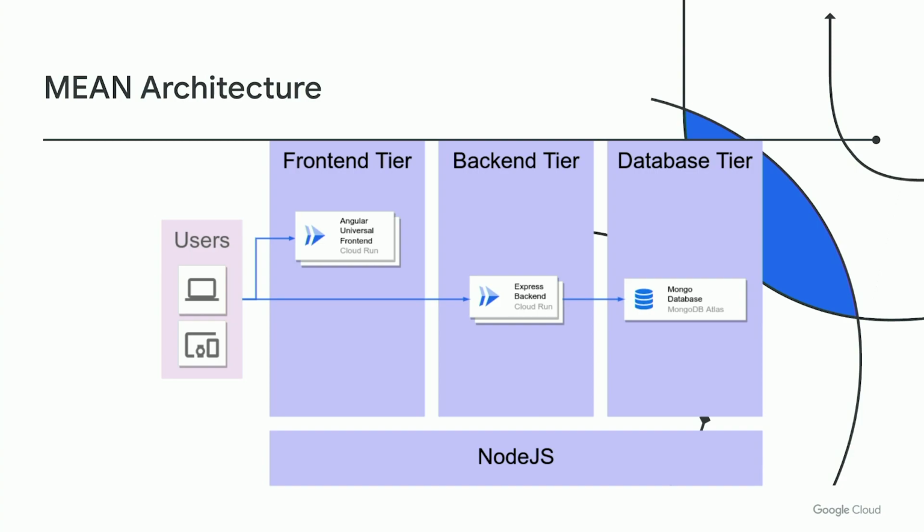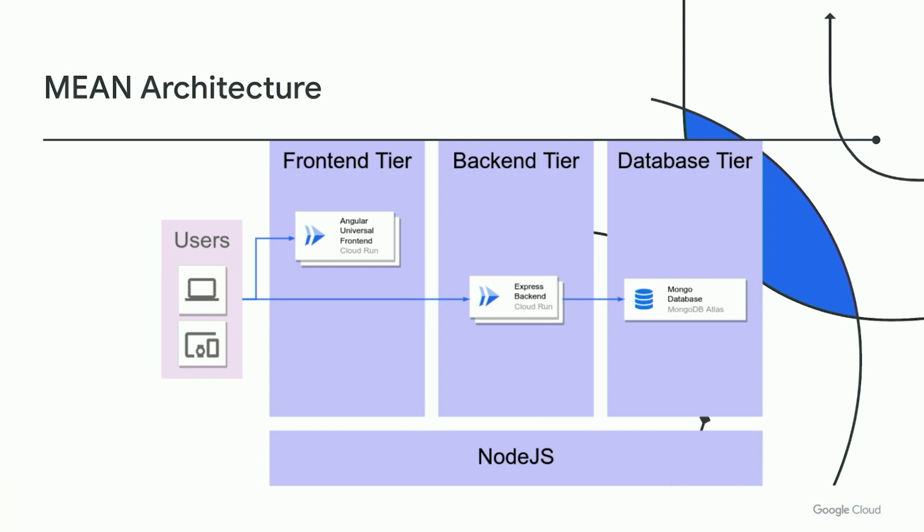The third tier is our Mongo database. This stores all the tweets in our application. Node.js lies underneath the whole stack. It supports the project's build, tooling, as well as runtime execution of both the front-end and back-end servers.